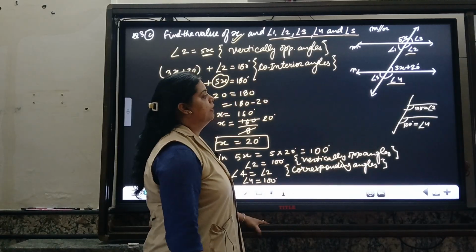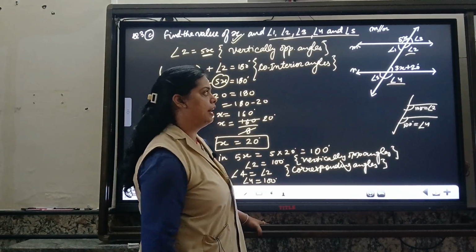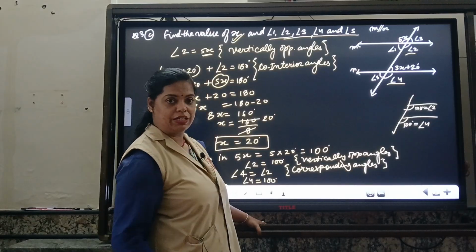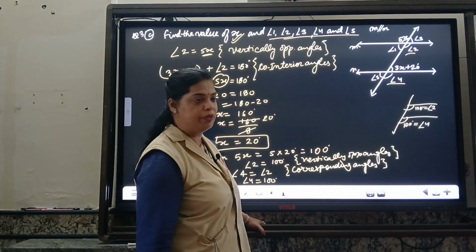Now it's time to find out angle number 1, 3 and 5. Do we know angle 3? What is the relation between 5x and angle 3? Yes, these are forming linear pair angles, so their sum should be 180.